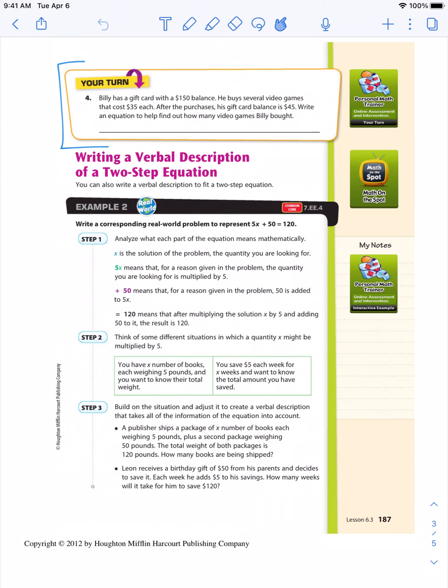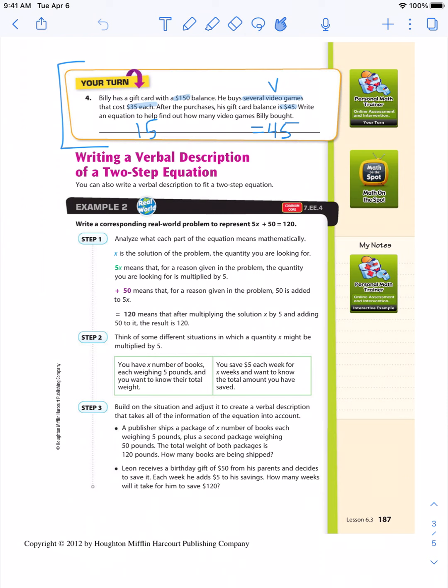All right, so first let's identify important information. He starts with $150. He buys several video games. That's going to be our variable. We'll just say V. And they are $35 each. After the purchases, he has $45 left. So I'm going to say that the whole equation at the end is going to be equal to 45.